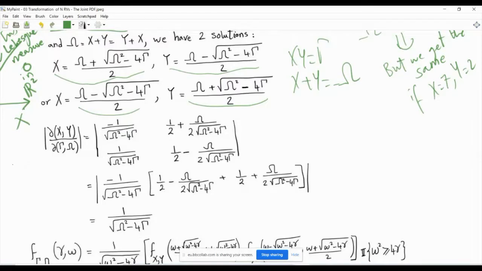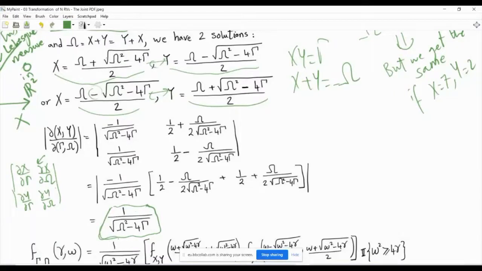So basically we have x. This thing here is x with respect to gamma, x with respect to omega, and then we have y with respect to gamma, and y with respect to omega. And we can do it for these two solutions. By the end of the day, we will take the absolute determinant. Remember, we do not just take the determinant of the Jacobian matrix, we take the absolute determinant. In both cases, whether x is this and y is this, or x has this negative sign and y has the positive sign, the absolute determinant will be this quantity here.